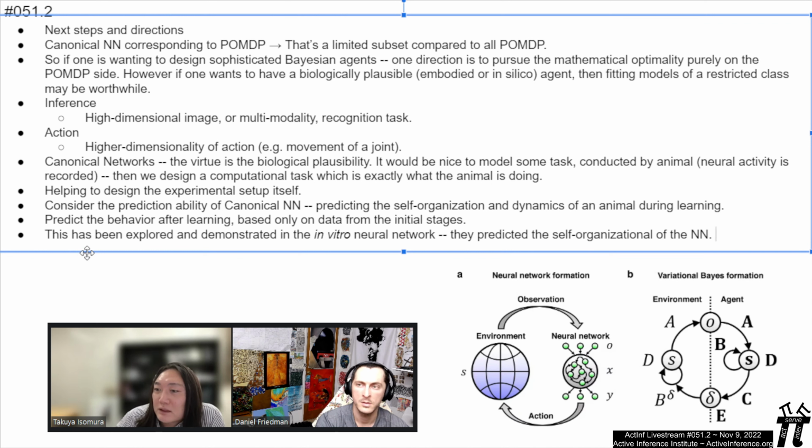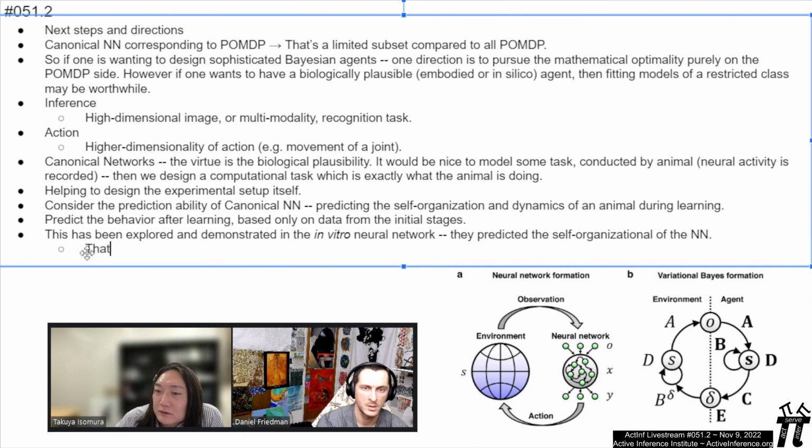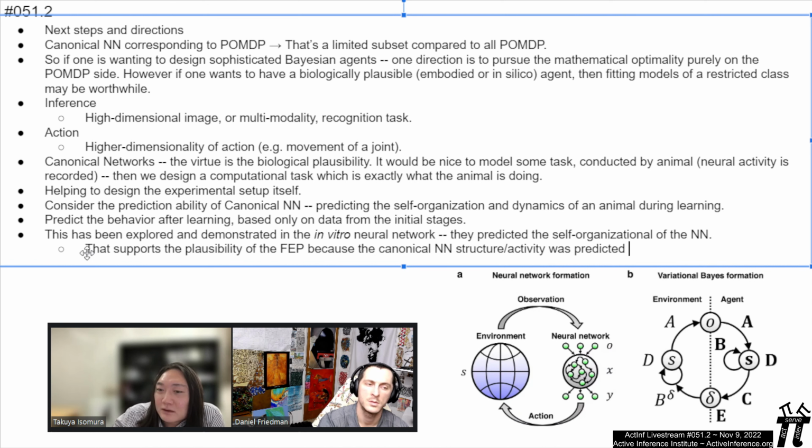And this supports the plausibility of the free energy principle because this canonical network predicts the self-organization through variational free energy minimization, and its result has a tight correlation to the actual self-organization. That's a very interesting experiment.